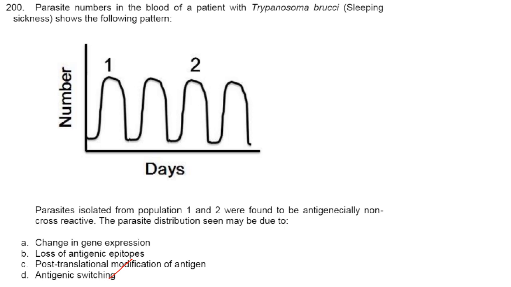So here, the number remains the same as the days pass by, because the number of parasites in the blood of the patient remains the same. There is no decrease in the number of parasites in the blood of the patient as the days pass by, showing it is antigenic switching. Answer is option D.